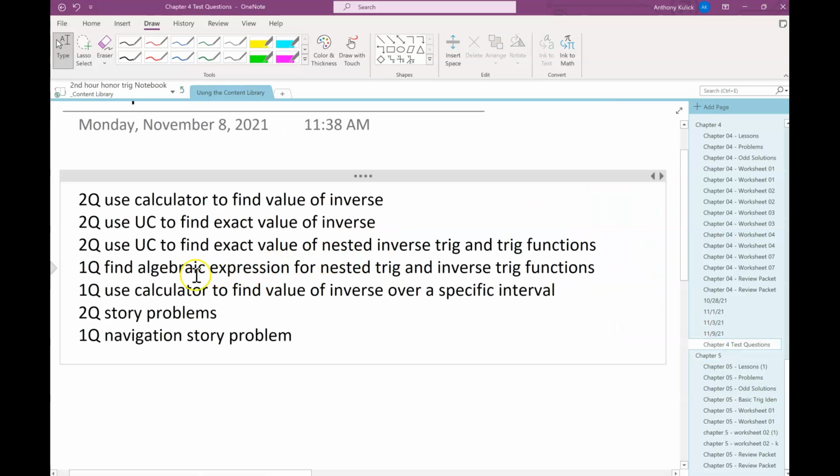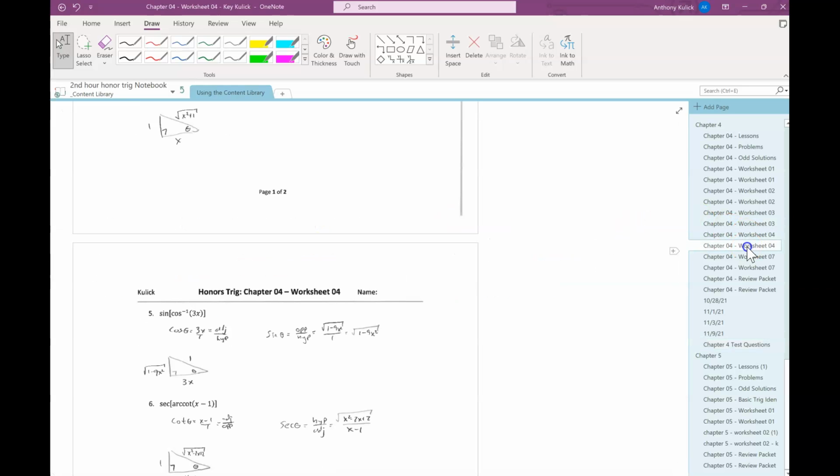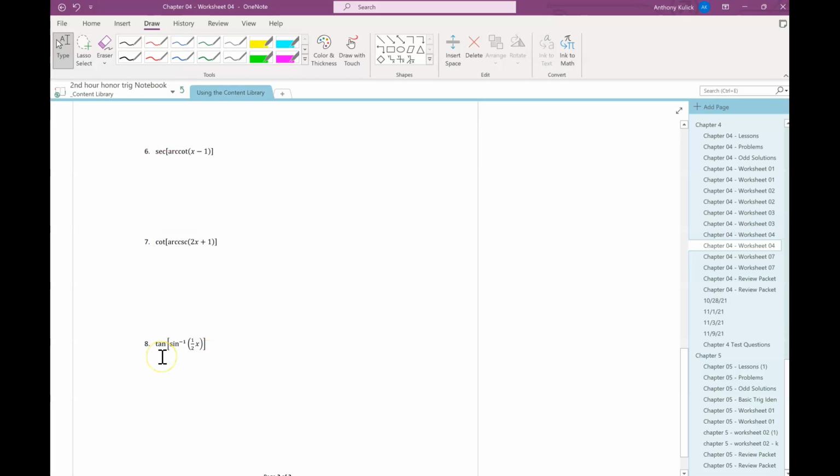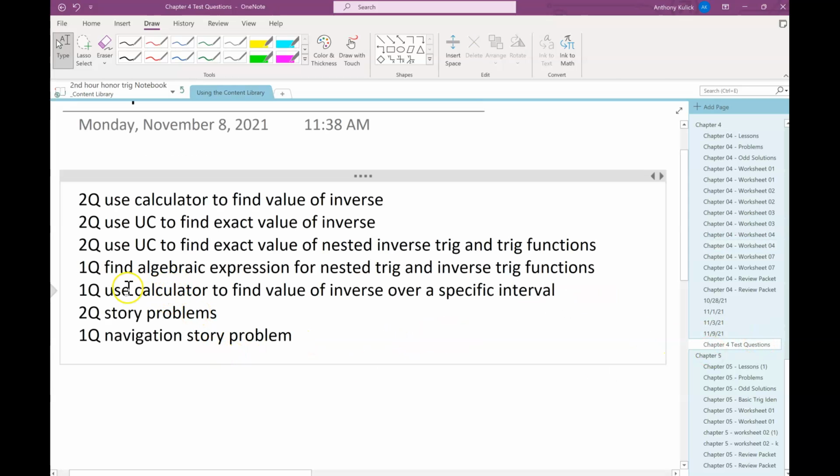I hope this is helpful too, what we're doing, right? One question where we want to find the algebraic expression for one of these nested trig and inverse trig function problems. This is like worksheet 4, which was a whole worksheet on this stuff, right? So problems like these from worksheet 4, you'll have one of those. One question where we're going to use our calculator to find the value of an inverse over a specific interval. That was like worksheet 2 problems.